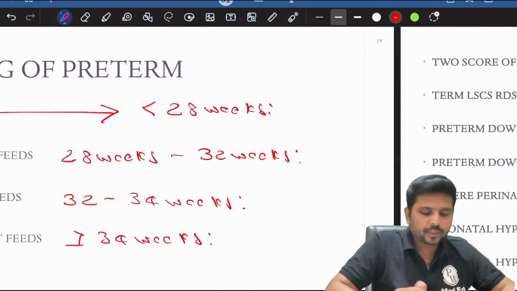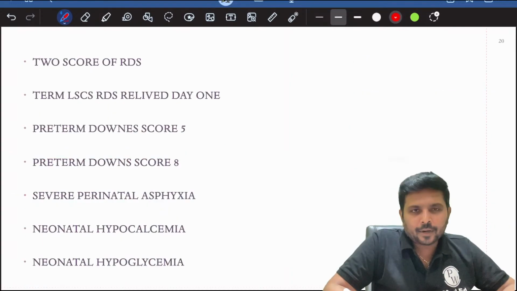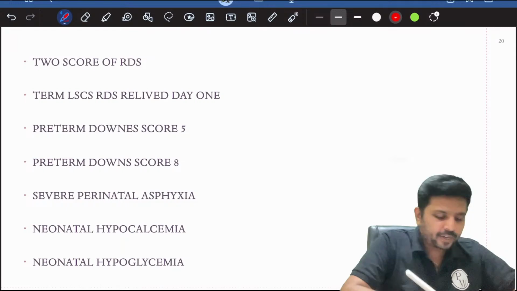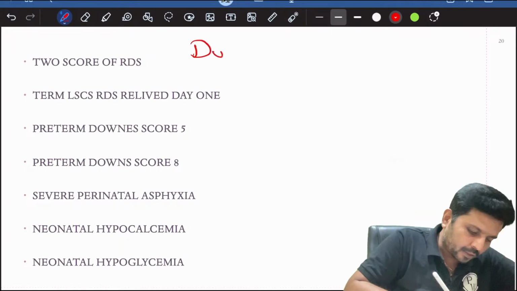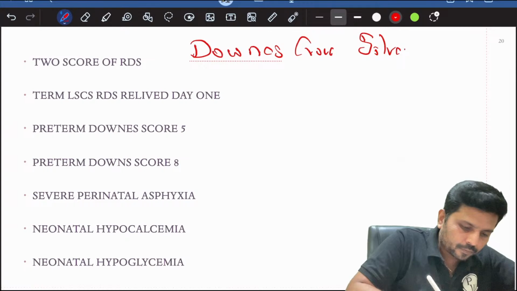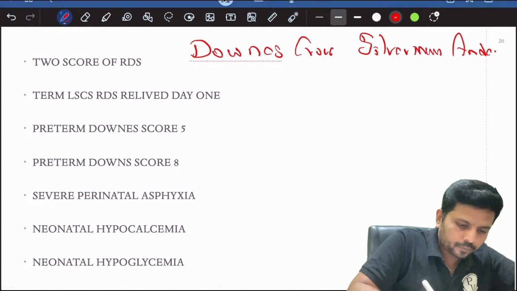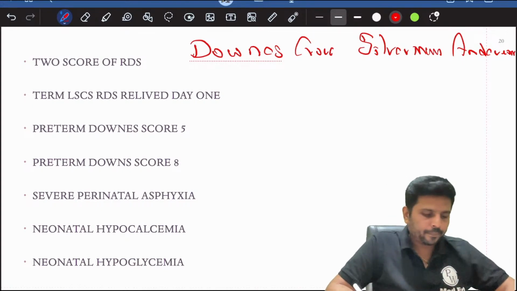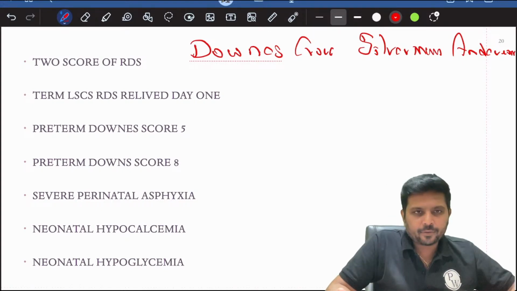Right. So what other newborn topics can be asked? What are the two scores for respiratory distress syndrome? One is the Downes score. Another is the Silverman Anderson score. Now there are some clinical vignettes I have told you.